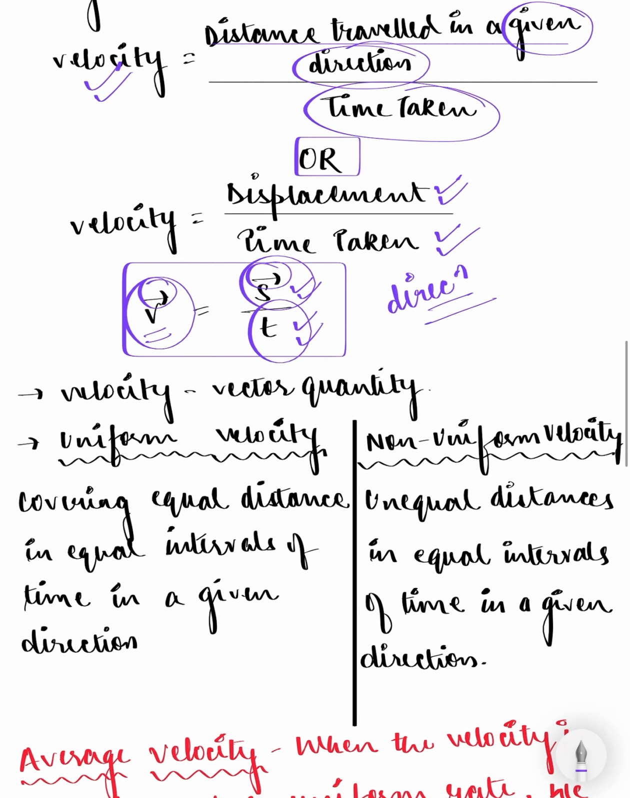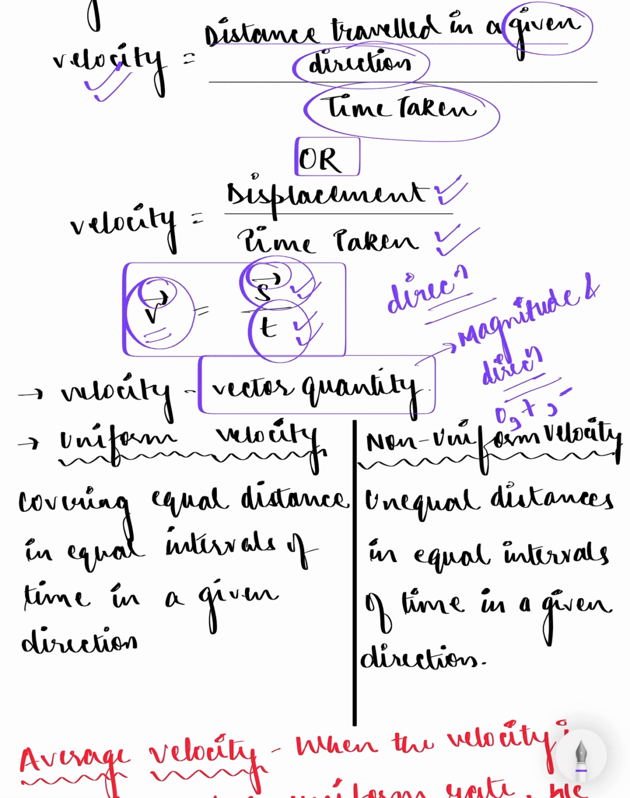As we already know, velocity is a vector quantity, that means it has both magnitude and a direction. It could be 0, it could be positive, or it could be a negative value.